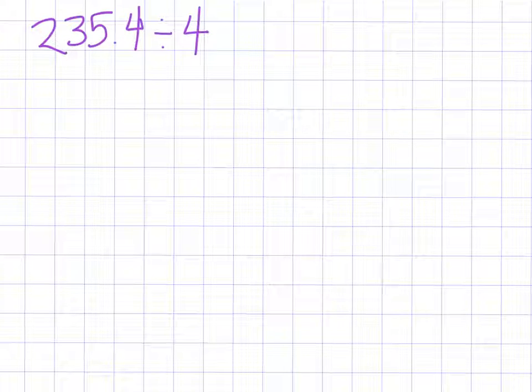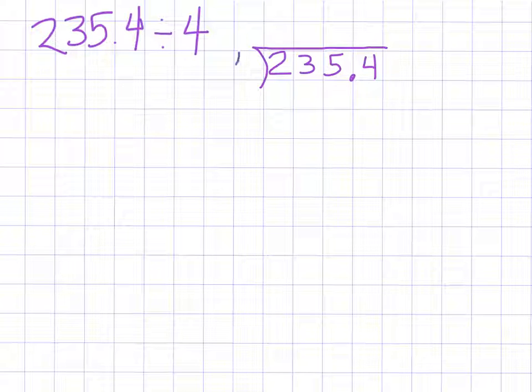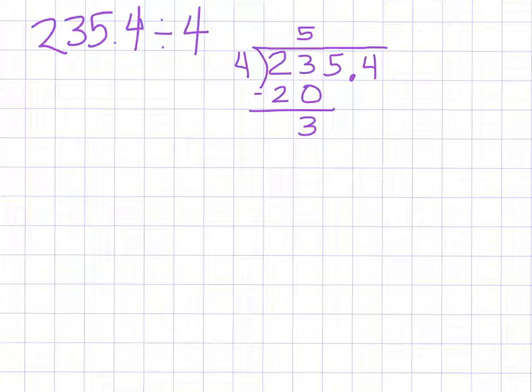Okay, so looking at the problem, 235 and 4/10 divided by 4. So when I write it out, 235 and 4/10. So this is the first problem that's had a decimal value already, divided by 4. So now I'm questioning, whoops, put that back. 4 goes into 23 how many times? Well, 4 times 6 is 24. That's too many, so it's got to go in there 5 times. 4 times 5 is 20. Take away the 3, bring down the 5.